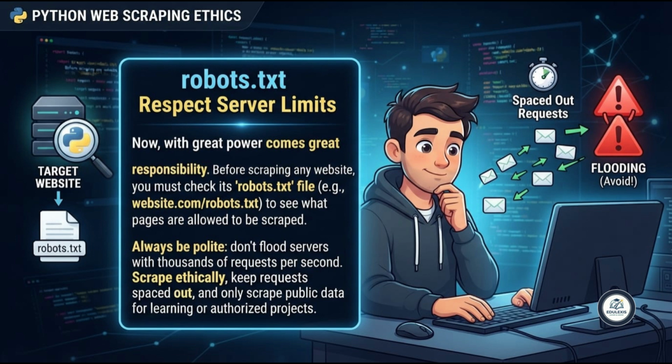Now, with great power comes great responsibility. Before scraping any website, you must check its robots.txt file, e.g., website.com/robots.txt, to see what pages are allowed to be scraped. Always be polite, don't flood servers with thousands of requests per second. Scrape ethically, keep requests spaced out, and only scrape public data for learning or authorized projects.